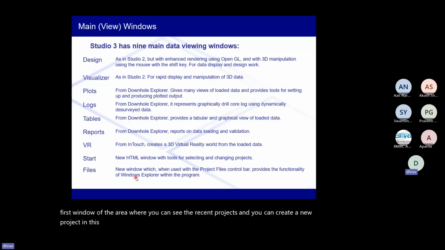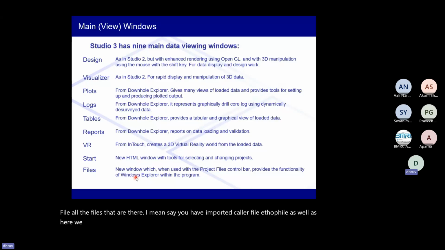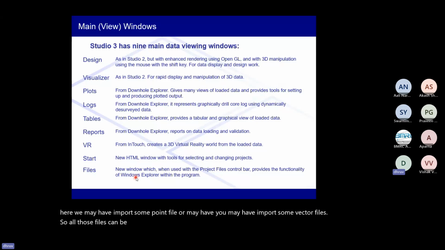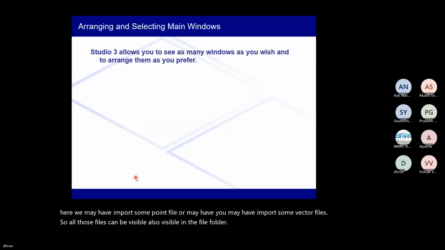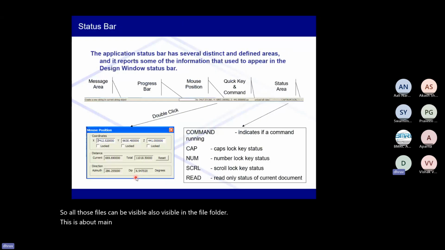Files section is the window where you can see all the files that are there. I mean, say you have imported a collar file, litho file, as well as some point file, or you may have imported some vector files. All those files can also be visible in the file folder. This is about the main window. I'm skipping it.